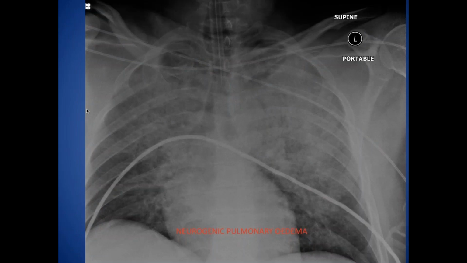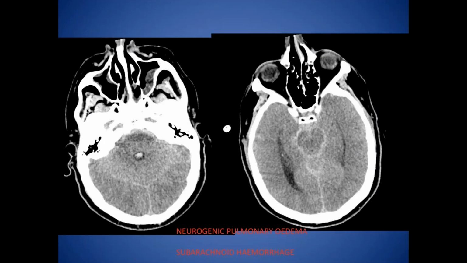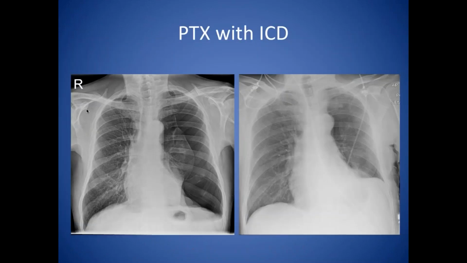Don't forget, young people can get pulmonary edema, not necessarily because they've got cardiac disease, but because they may have a neurogenic insult, such as subarachnoid hemorrhage or head injury. So this patient had neurogenic pulmonary edema and the associated subarachnoid hemorrhage. This is quite a rare cause of pulmonary edema. I've only ever seen it a few times.